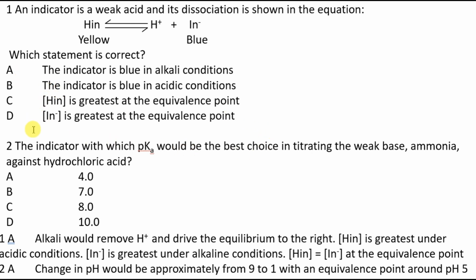Choice A. For 2, which indicator pKa would be the best choice in titrating a weak base, ammonia, against hydrochloric acid, a strong acid? My change in pH would be approximately from 9 to 1, with an equivalence point around pH 5. Best choice, A. That's it.